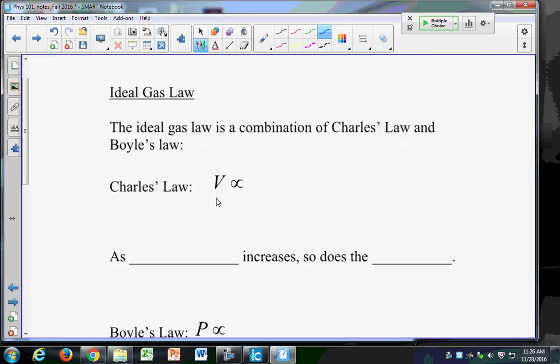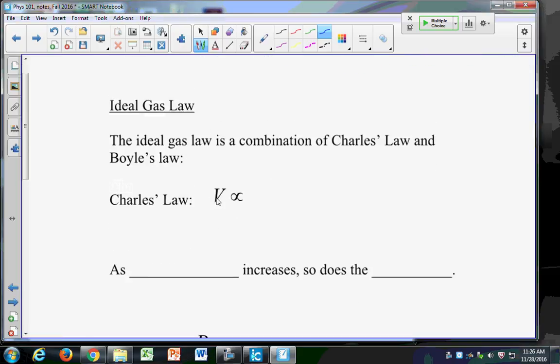Okay, now let's look at the ideal gas law. The ideal gas law is really a combination of two laws, Charles' and Boyle's law. Charles' law just says that V is proportional to the temperature. If I increase my temperature, the volume of a gas will also increase. And remember, one of our temperature scales was based on the volume of a gas at constant pressure being one of our ways to measure the temperature.